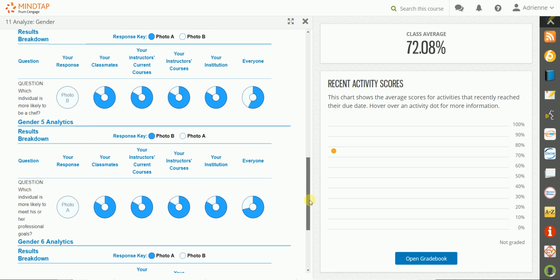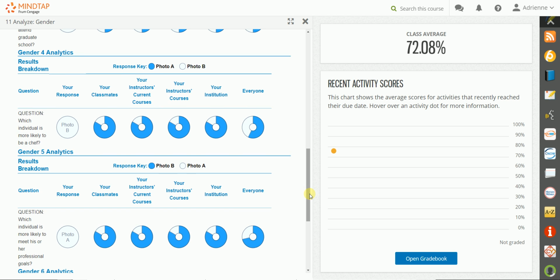You could just focus on one of these. Which individual is more likely to be a chef? It's probably not the one I would choose, but let's say that's what you really want to talk about. You could maybe have some really fascinating results. You could pull that up, have the pictures right there in a screenshot, and talk about this.